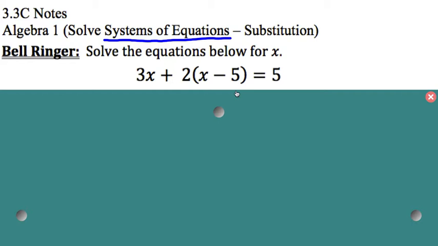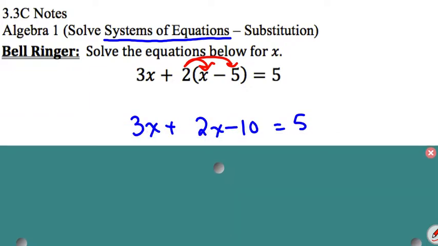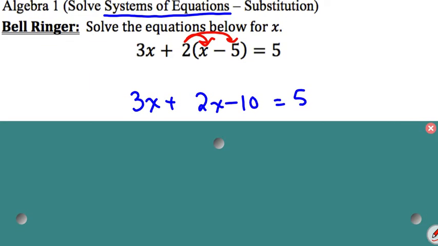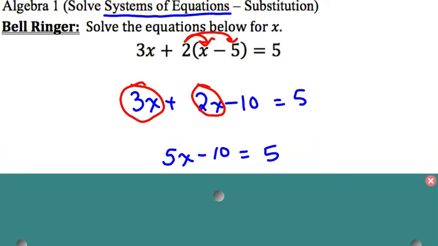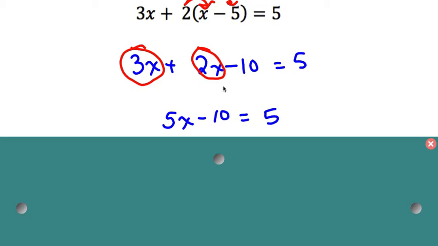Now here we go. We're going to start this off by taking, we see some parentheses, so we're going to take this 2 and distribute that through. So 2 times x and 2 times negative 5. 2 times x is 2x, 2 times negative 5 is negative 10. So this is what your first step should look like: 3x plus 2x minus 10 equals 5. Then we combine our like terms. I have a 3x and I have a 2x. When I add those together, I'm just adding the numbers out front. 3 plus 2 gives me 5x. I'm going to bring down the minus 10 equals 5.